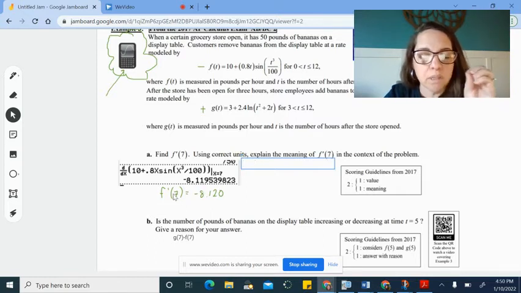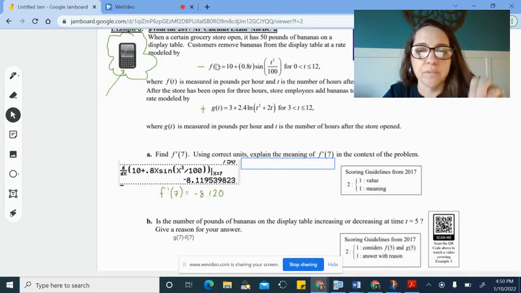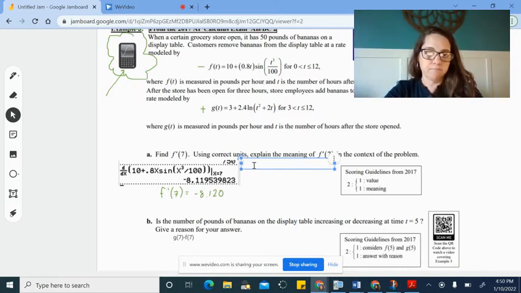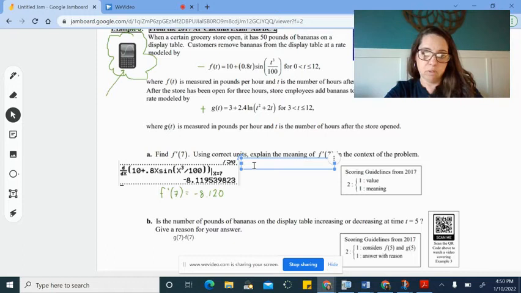Okay, so now we have to remember this is F prime of a rate. This is a rate of a rate. A derivative of a rate, and a rate is a derivative. So we're saying a derivative of a derivative. So we need to think of this carefully.